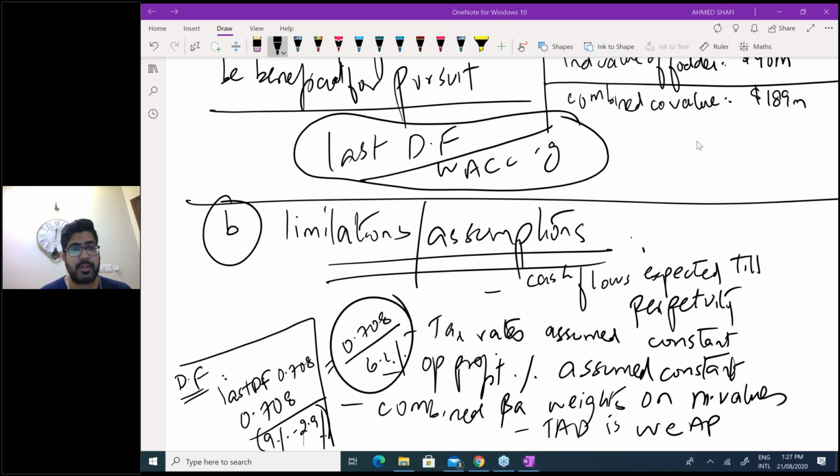Amsal, this is also an assumption that combined capital structure is the same as Pursuit level. So see, three assumptions are given in the question: that combined capital structure is equal to Pursuit's capital structure, TAD is equal to working capital, and operating profit margin remains constant.